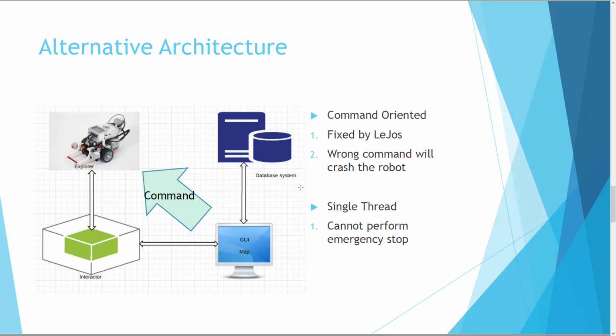And in the second version, we reach the message-based model, but this system is still single thread, so it has a disadvantage just as I mentioned. There's a delay before you can really stop the robot.